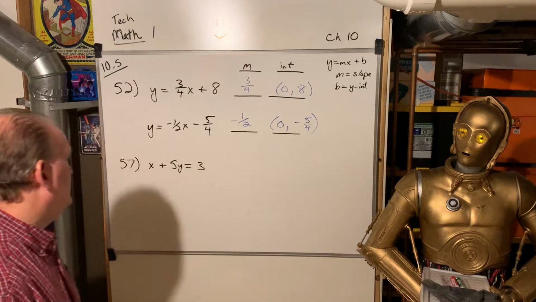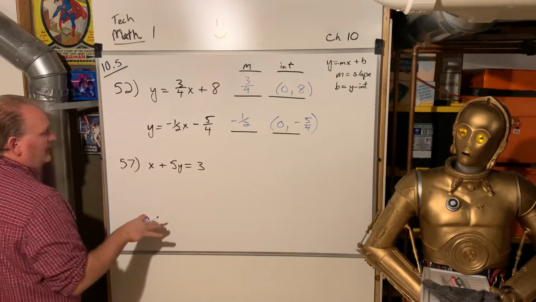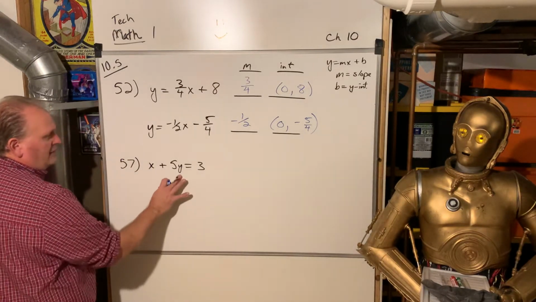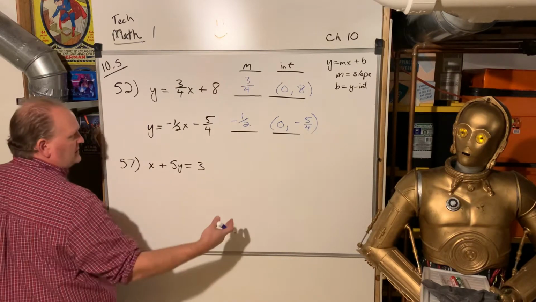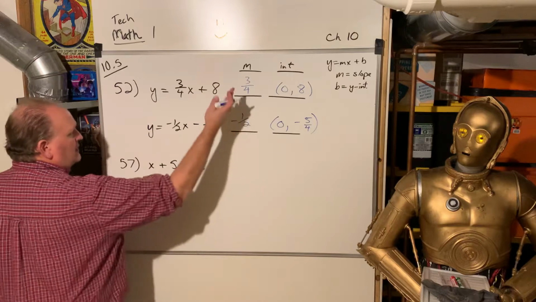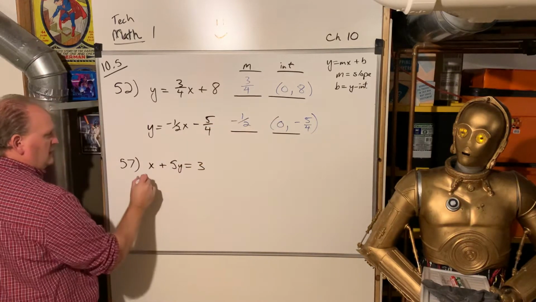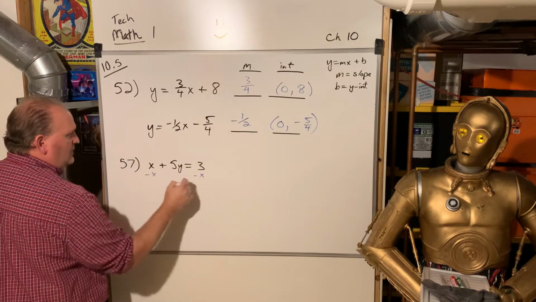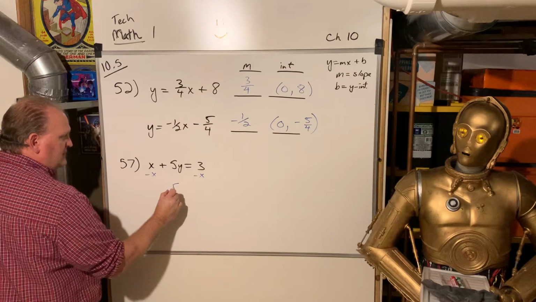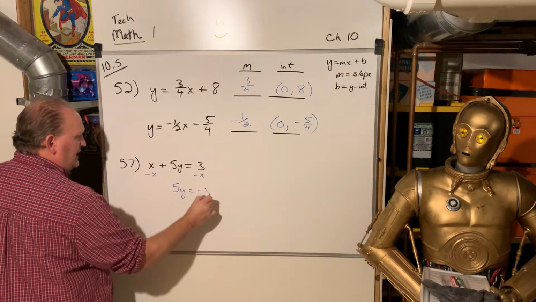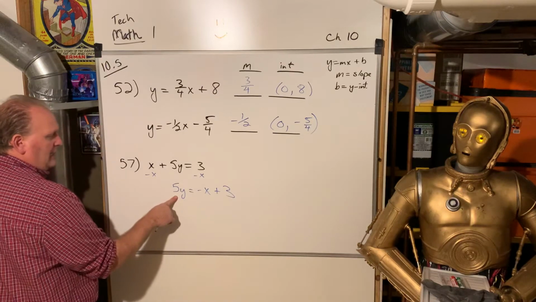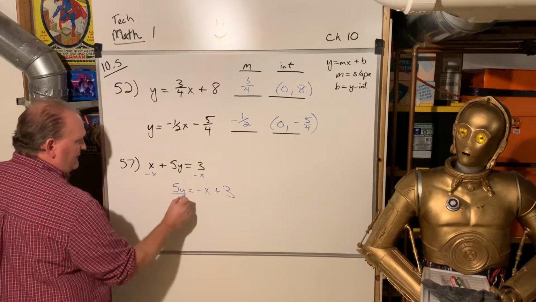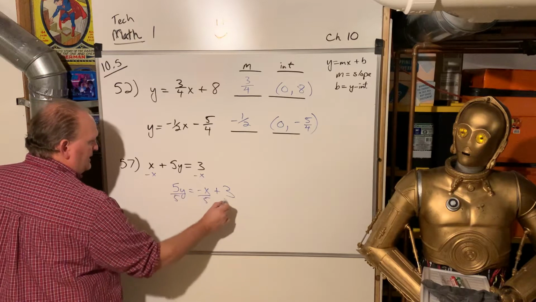All right. This one is a little tougher because you got to solve it for y first. And so they want us to put it in slope-intercept form. And then even though they don't ask for it, we'll do the slope and the intercept. So we isolate y. We want to get y by itself. So 5y is equal to -x plus 3. And then whatever's in front of the y, we want 1y equals. So you divide, divide, divide.